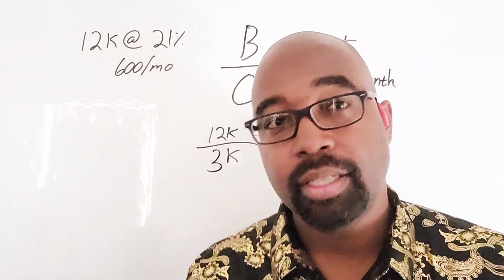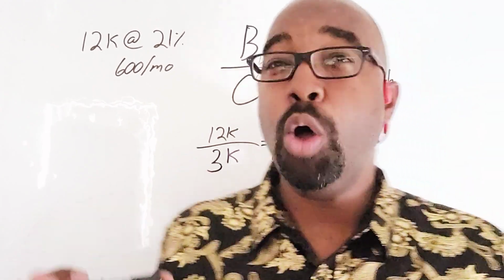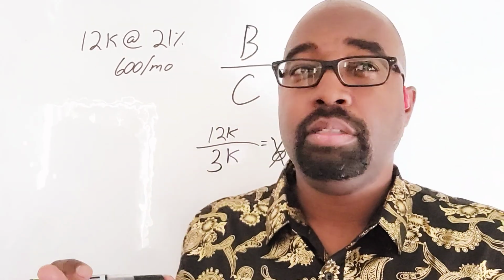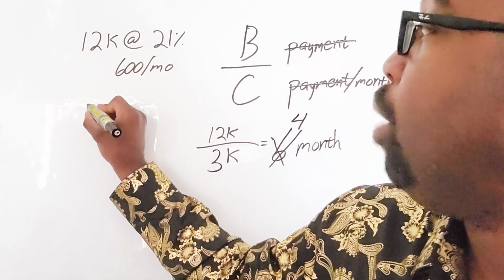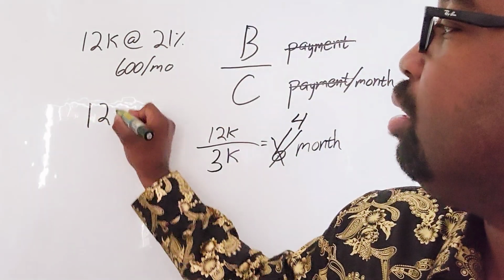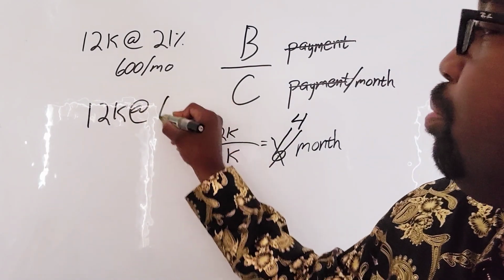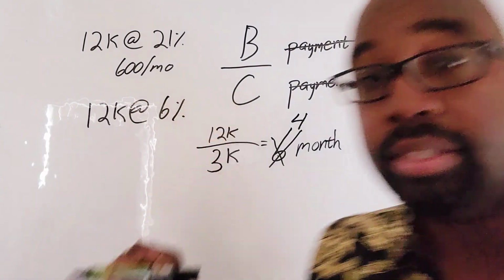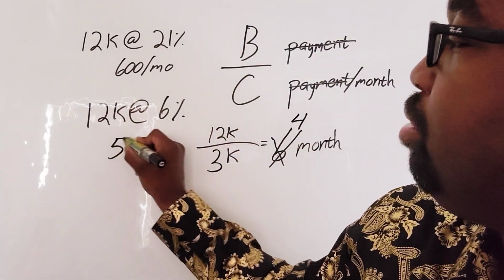Now, what if you had a loan? How do you do that? Because remember, loans aren't revolving. I mean, unless you know of any. Okay? So 12K, let's say at 6%, because they're going to calculate it differently. I don't know, maybe 500 each month.